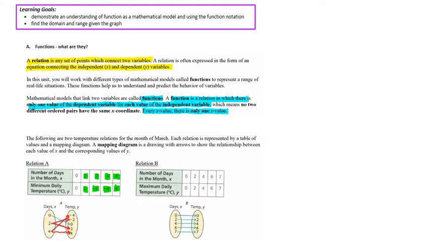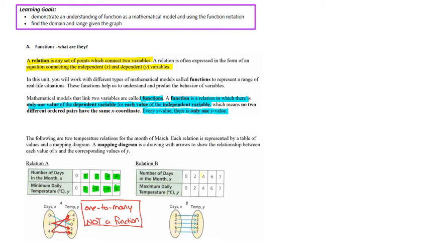So this is what we call a one-to-many relationship. One x value maps to many y values, and this is not a function. It doesn't meet that definition that we established earlier where each x value has only one y value. So this would not be a function.